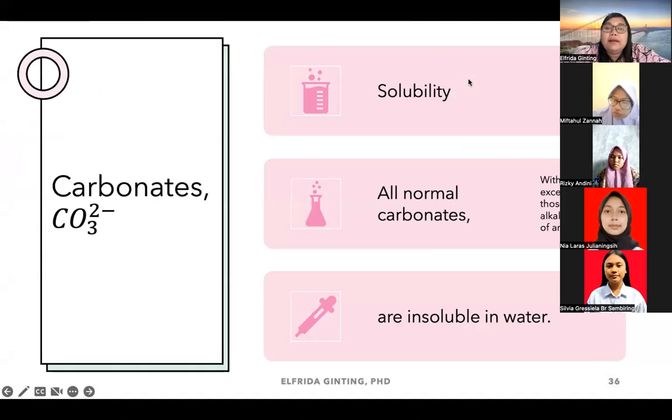For carbonate, the solubility is normal: all normal carbonates, with the exception of alkali metals and ammonium, are insoluble in water. Meaning all carbonates are insoluble in water except for alkali metal carbonates and ammonium carbonates. So this is also one way you can analyze carbonate. If you know that most carbonates are insoluble in water, then to identify it, you mix the carbonate with an alkali metal or ammonium, and if it is soluble, then you know you have carbonate. The exception here is one way to analyze the anion.